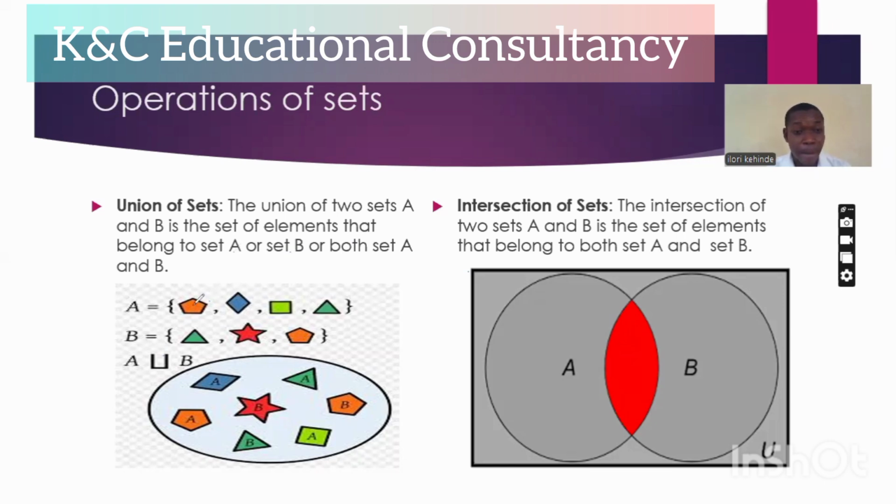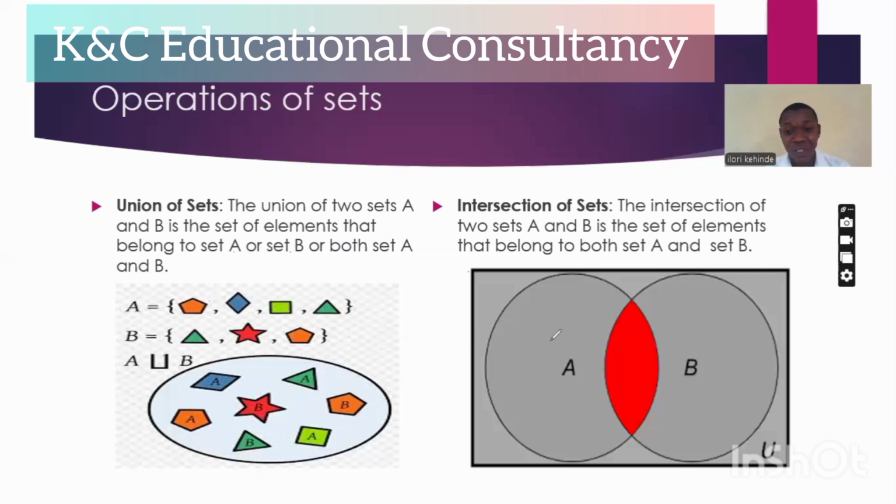You can discover that the pentagon is here. It's also here. You can pick one. That's why I can have pentagon, square, rectangle, triangle. You can see that, so you are bringing them together. So in a nutshell, you don't need to repeat any of the shapes again. That's why A union B.